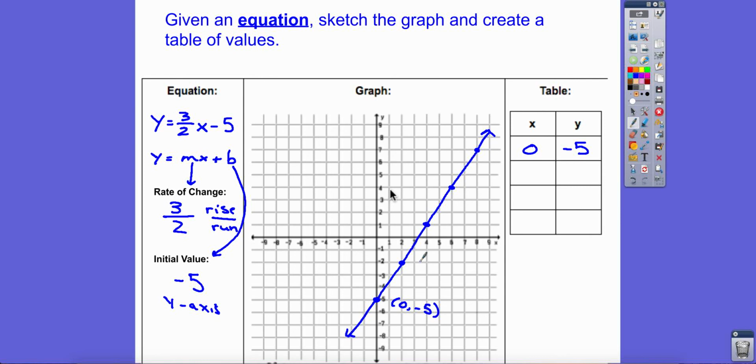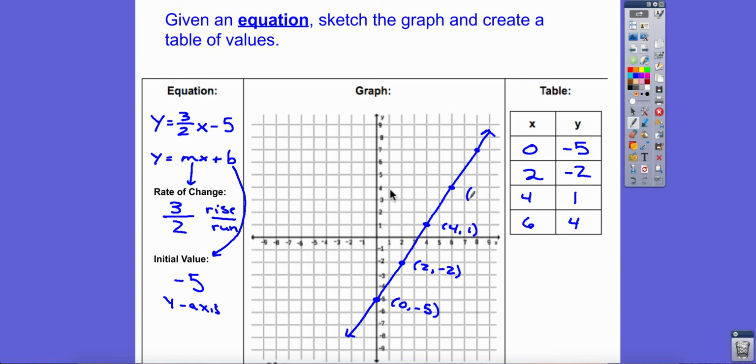Now as I keep going, I can just go ahead and label the points that I have. I've got 2, negative 2. And so I can just fill in my table right straight away as it goes. So my next one is going to be at 4, 1. And then my last point up here is at 6, 4.